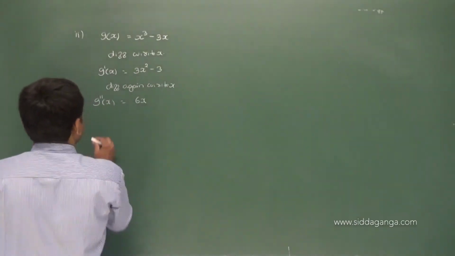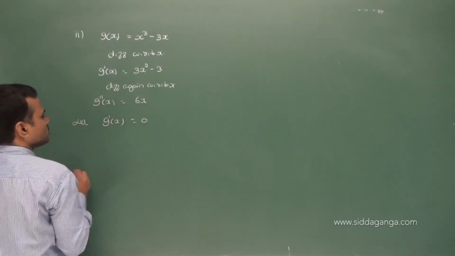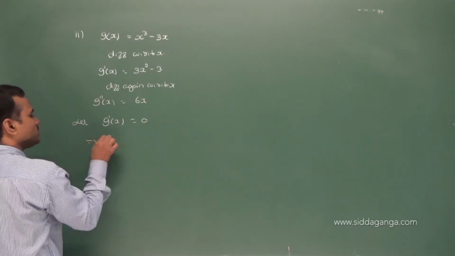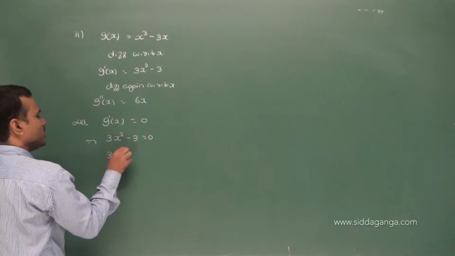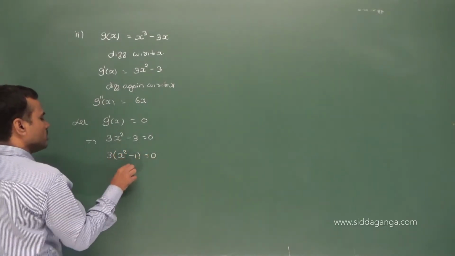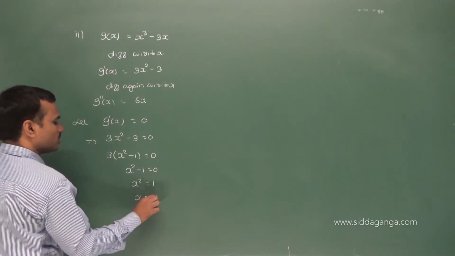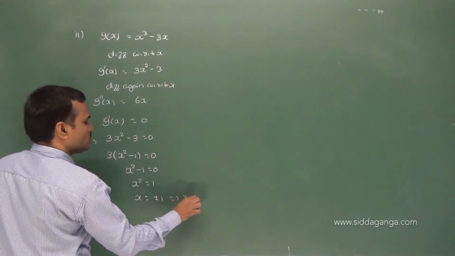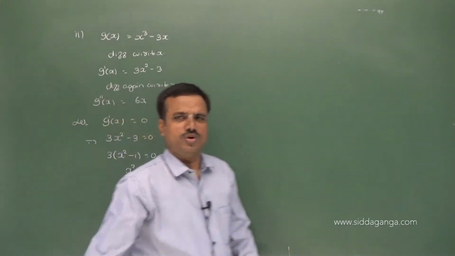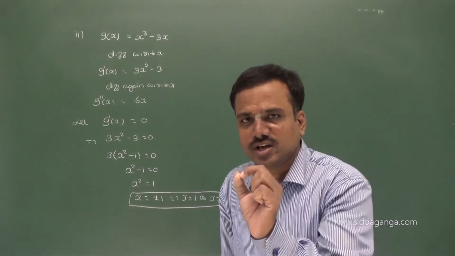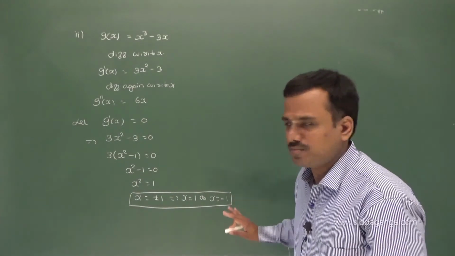To find the critical point, let g dash of x be equal to 0. That implies 3 into x square minus 3 is equal to 0. If I take 3 common, x square minus 1 is equal to 0. x square is equal to 1. x is equal to plus or minus 1. That implies x is equal to 1 or x is equal to minus 1. We got two critical points, plus 1 and minus 1. Correct?